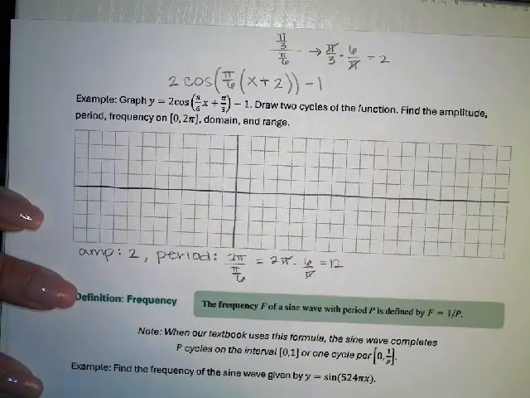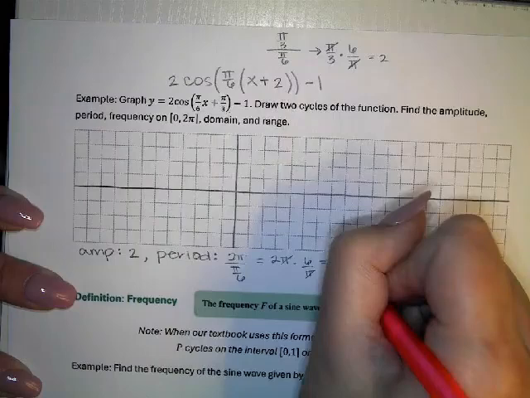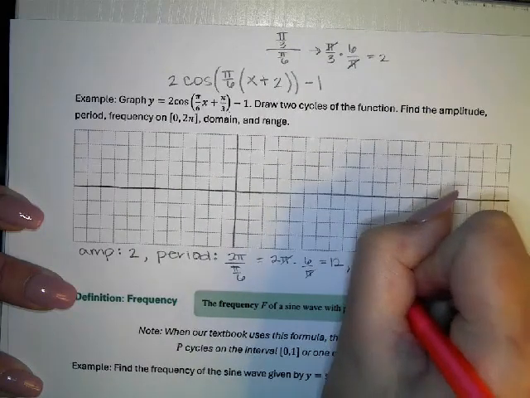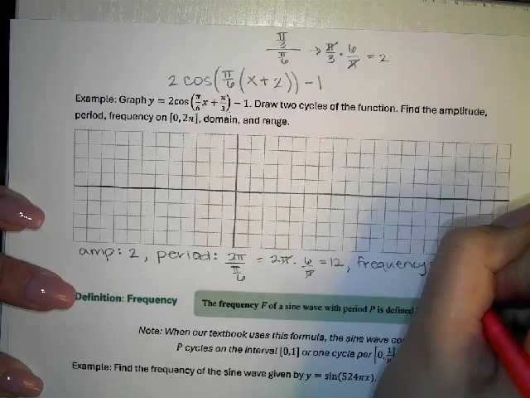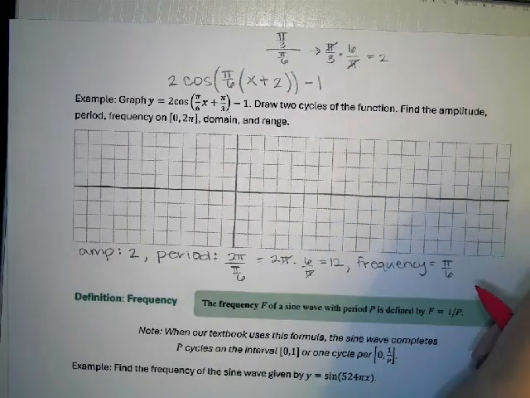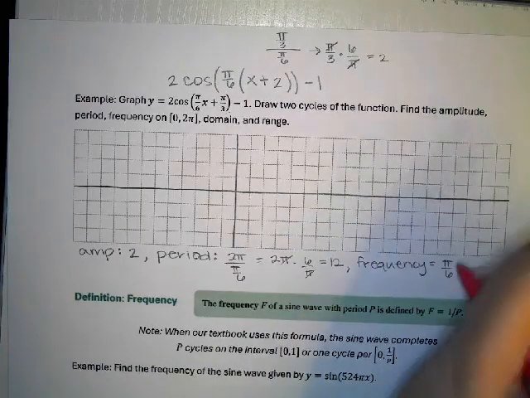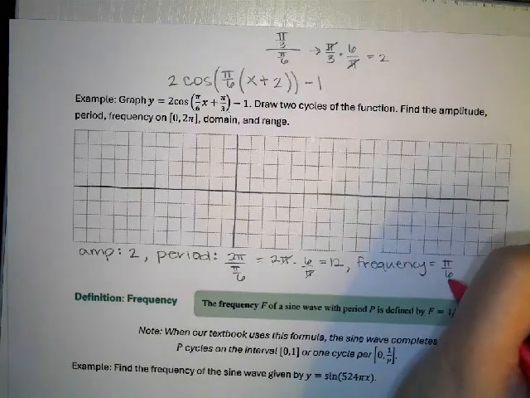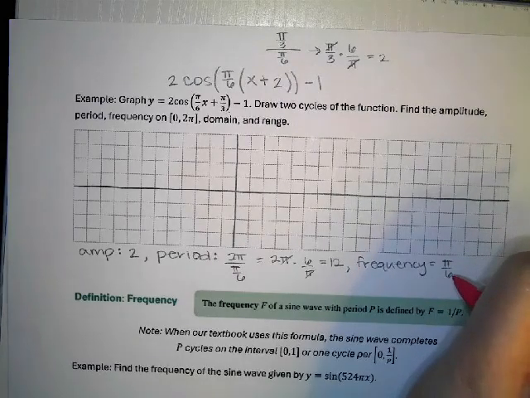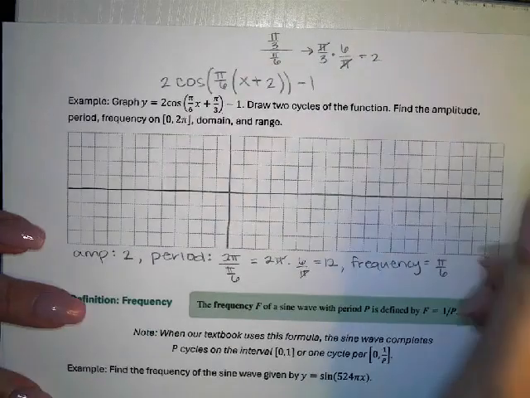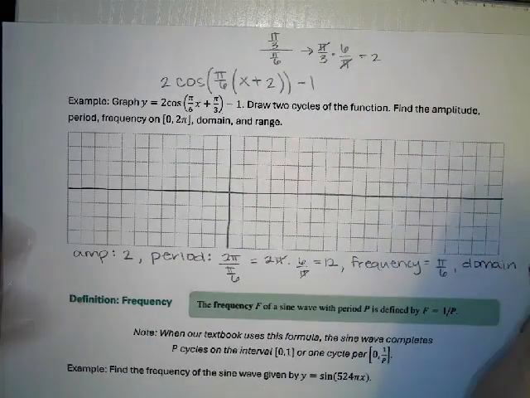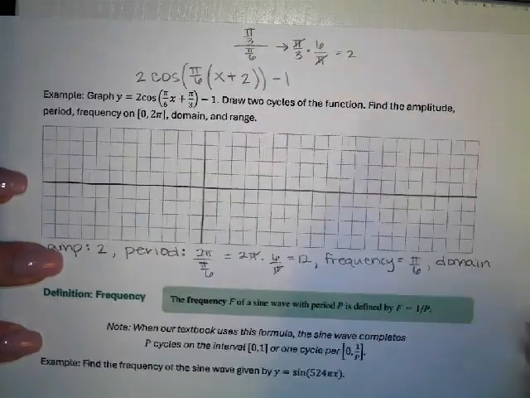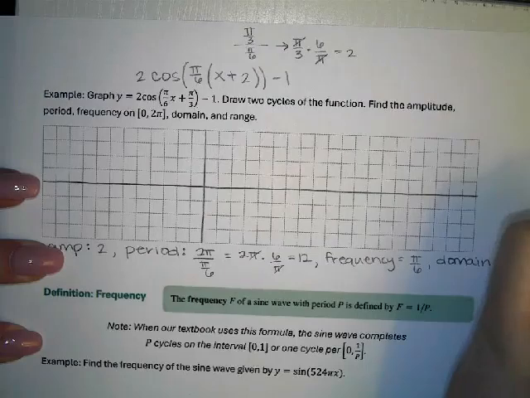The frequency of this graph is pi over 6, whatever that happens to be. 3.14 divided by 6, about 1/2. So we're going to see about 1/2 of a cycle. 1/2 of a cycle from 0 to 2 pi, so 1/2 of a cycle from 0 to 6, approximately. The domain is -infinity to +infinity, and then the range we'll get at the end.